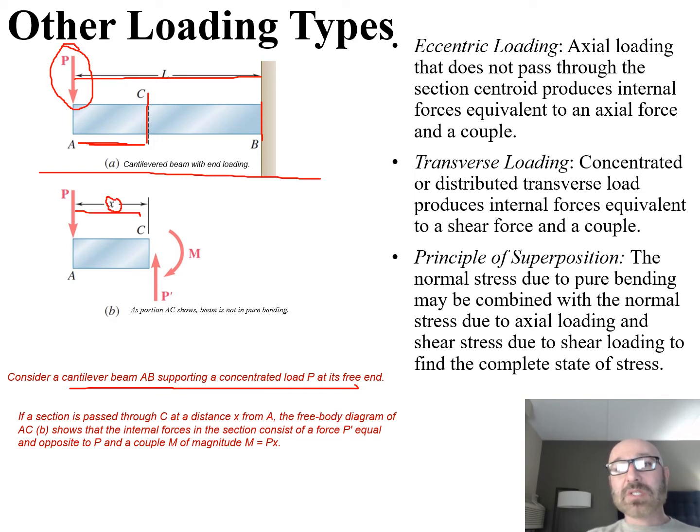What we can see is that this shows the internal forces in the section consisting of a force P prime, which is equal and opposite to P. So there's our P prime right there at section C. We take that section, equal and opposite to our P right there. And now we have a couple moment of the magnitude of P times this distance X. So there's where we're going to see this moment right there around that point there.